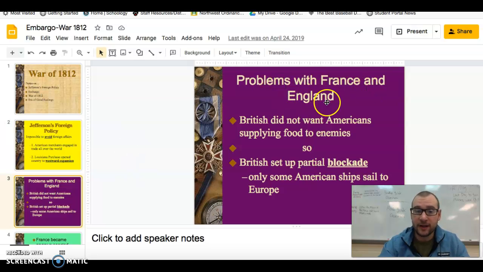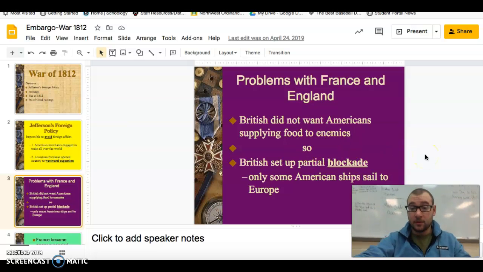All right, so problems with France and England. The British did not want Americans to supply food to their enemies, basically. So England and France are fighting right now, and we are basically trying to make money off of both sides while they fight. This is a very common American practice. We do it in 1812, we do it at the beginning of World War One, we try to do it at the beginning of World War II. That's been our MO, basically: sit back, join late. Anyways, here we go.